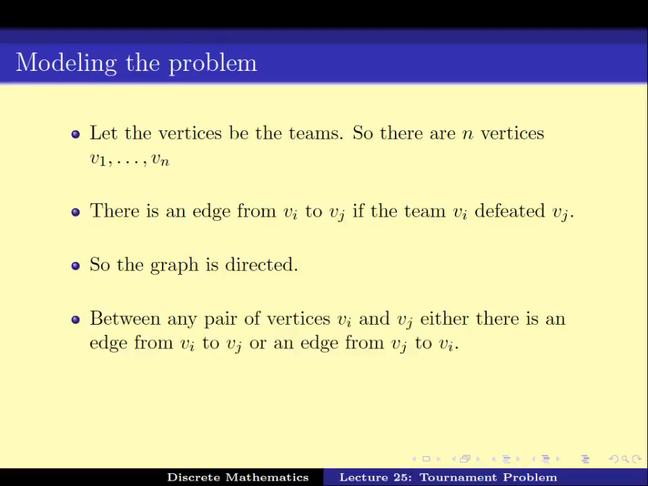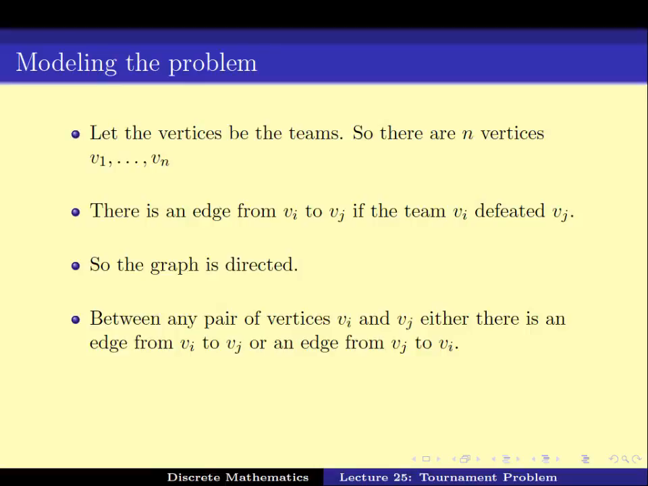And the other thing is that between any two vertices, since any two teams played at least one game and the game did not end in a draw, there must be an edge in one of the two directions. So that means either there is an edge from Vi to Vj or an edge from Vj to Vi.